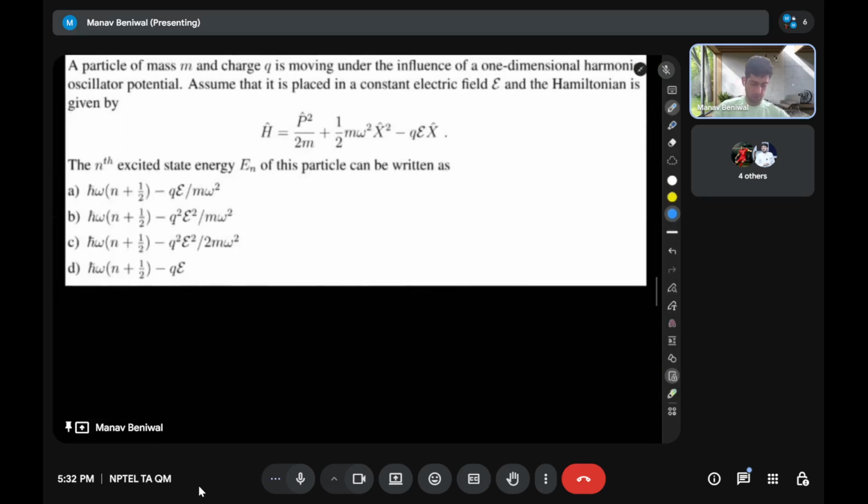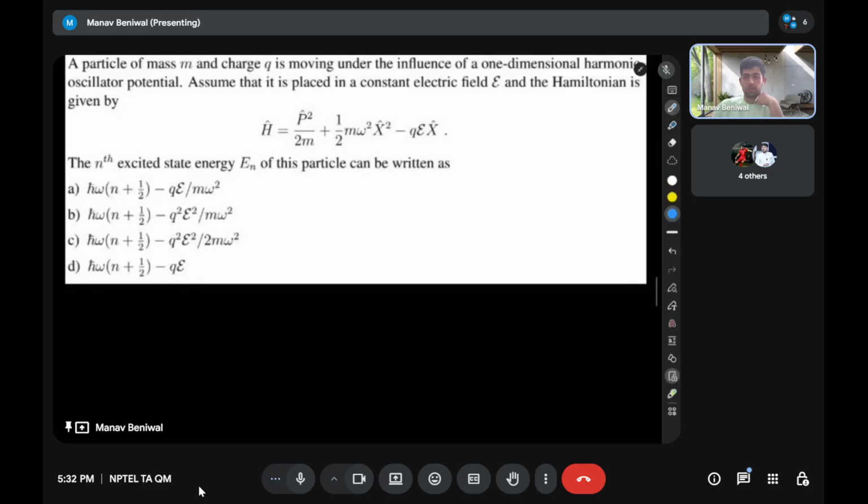Okay, so moving on, we have two more problems. I'll try to finish them quickly, because we also have to discuss Poisson brackets. Okay, second last problem of the day.